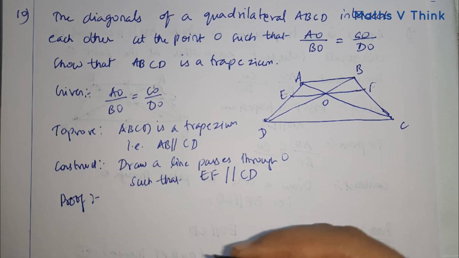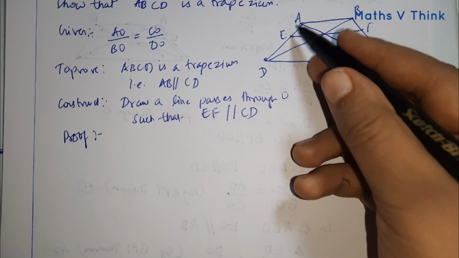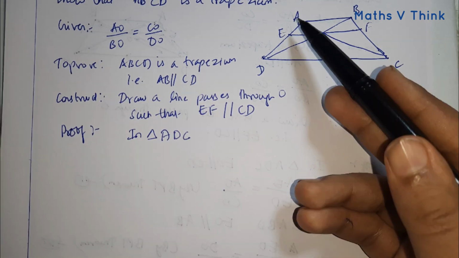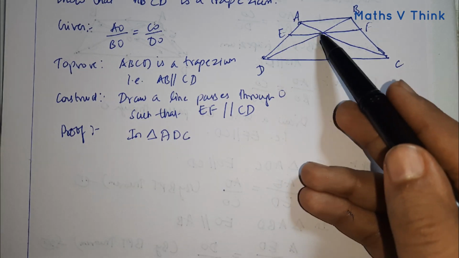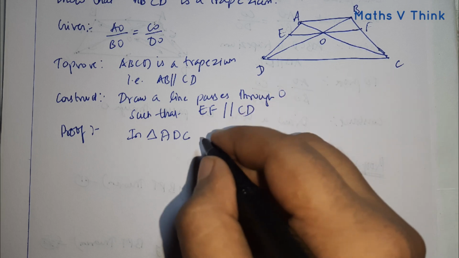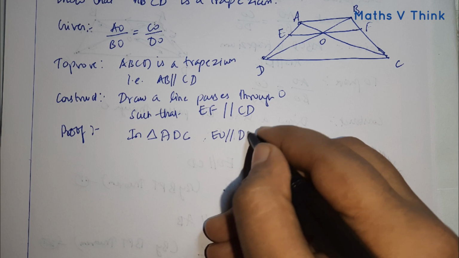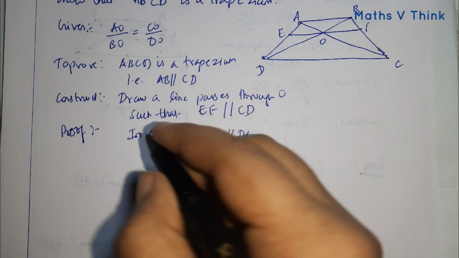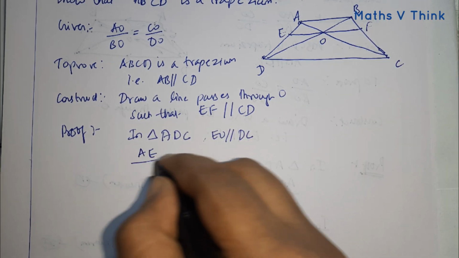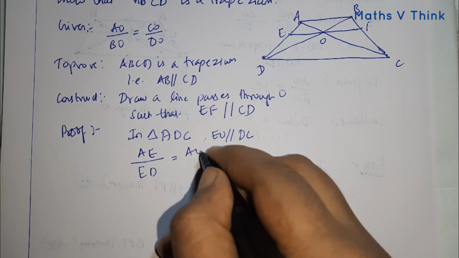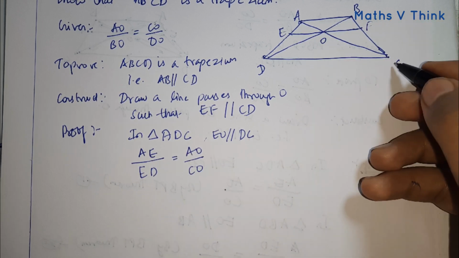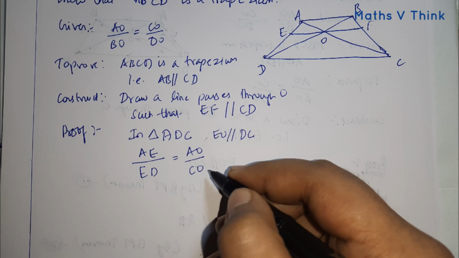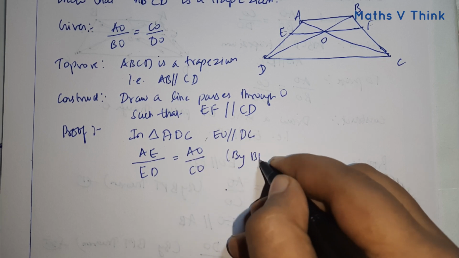Now proof. First take triangle ADC. In triangle ADC, I know that EO is parallel to DC. EO parallel to DC. So I can tell AE by ED is equal to AO by CO. CO is nothing but OC. Why I am using CO? Because given it is CO, so it will be easy for us. Now this is by BPT theorem.